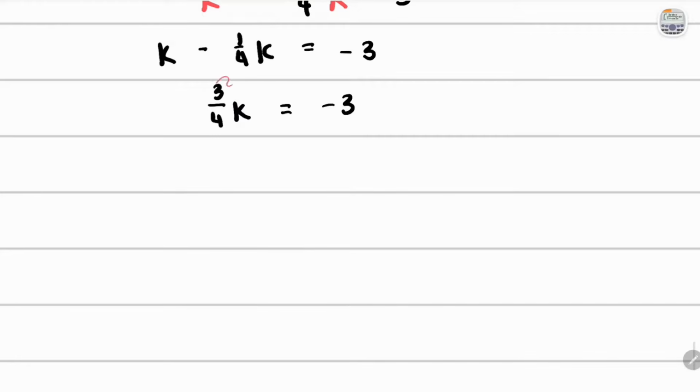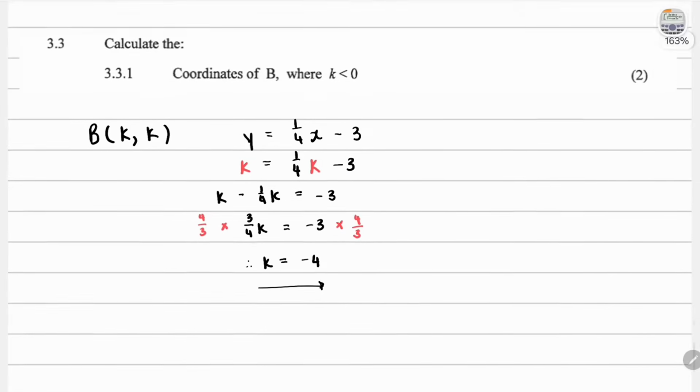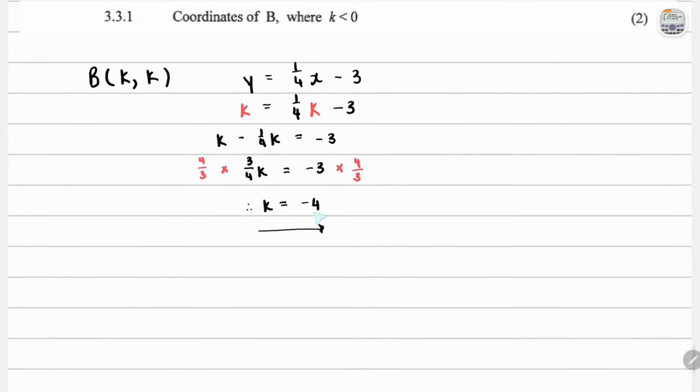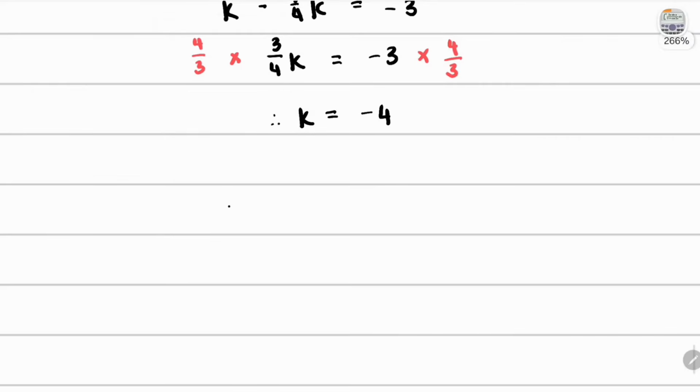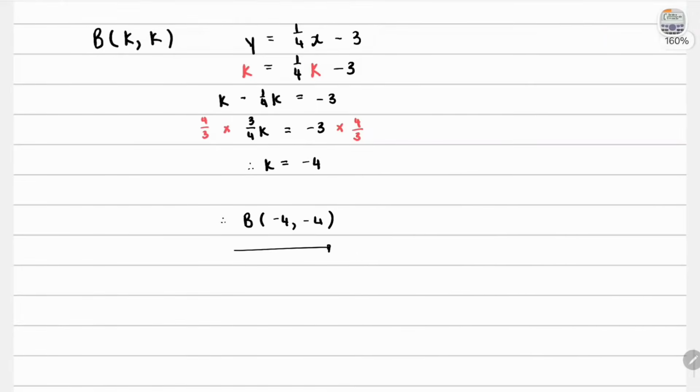To solve for k, we can get rid of this 3 over 4 simply by multiplying both sides by 4 over 3. And therefore, k is equal to, here diagonally we can see the 3's would cancel, so we'll have negative 4. And there we go. We can see that k is really less than 0. And that is our answer for k. And then they specifically ask for the coordinates of B. So B is simply negative 4 and negative 4. And that is our answer.